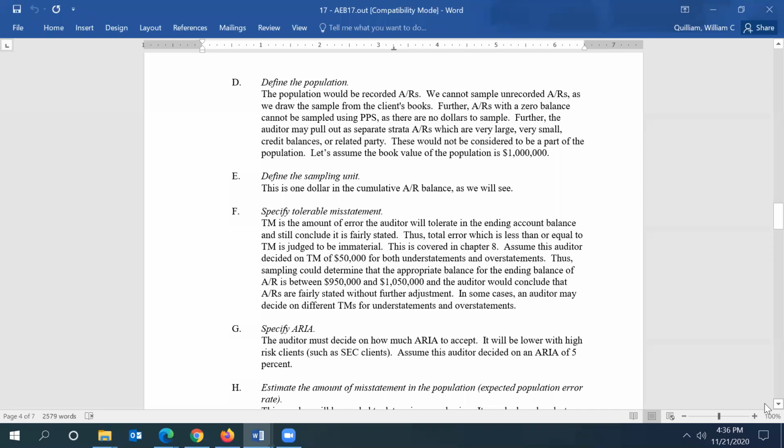Then G, specify the acceptable risk of incorrect acceptance, or of type 1 error. Well, the auditor must decide how much acceptable risk of incorrect acceptance to accept. Quite frankly, it's going to be lower with high-risk clients like ACC clients because we want to play it very safe and not reach the wrong conclusion. Let's assume this auditor decided upon an acceptable risk of incorrect acceptance of 5%. In our tables we saw a couple of weeks ago, either 5% or 10%.